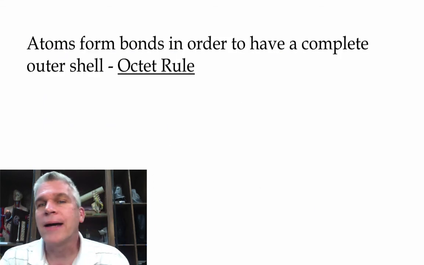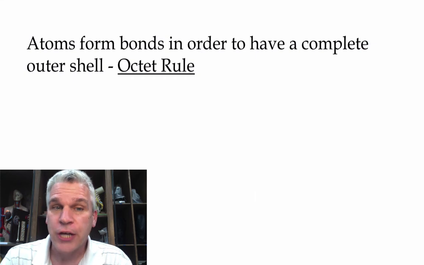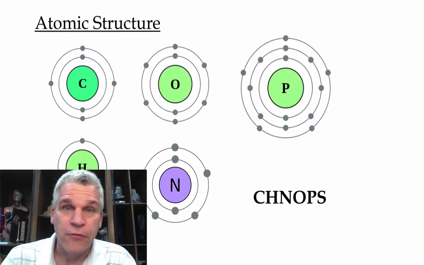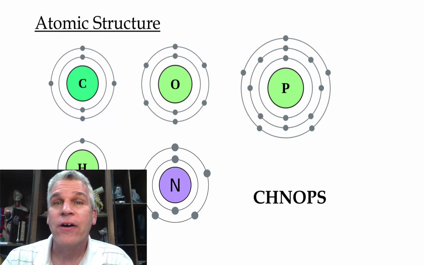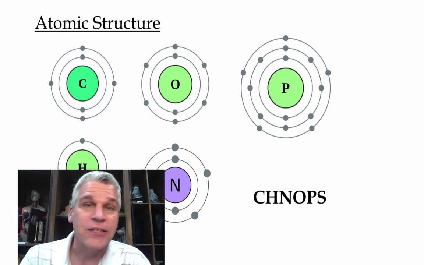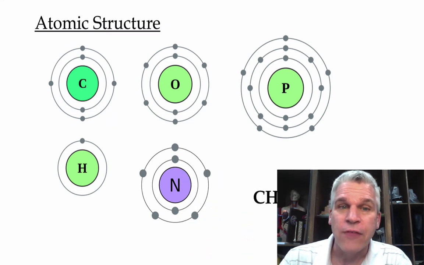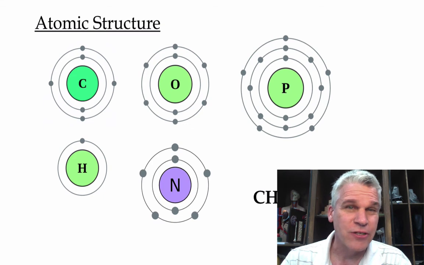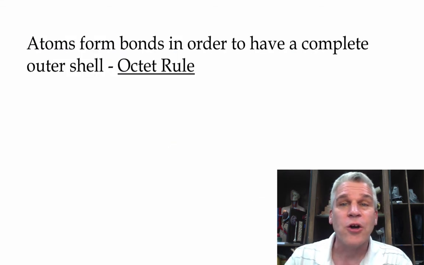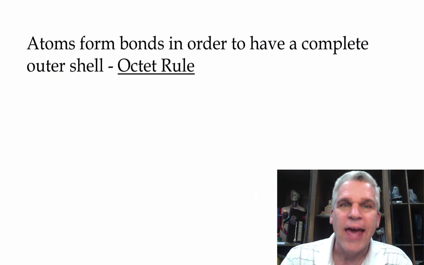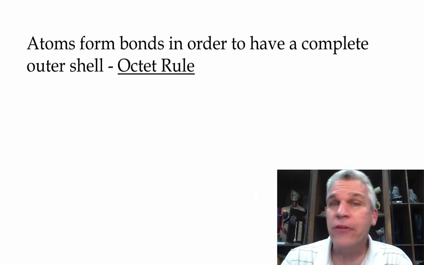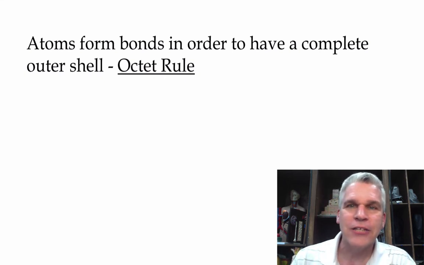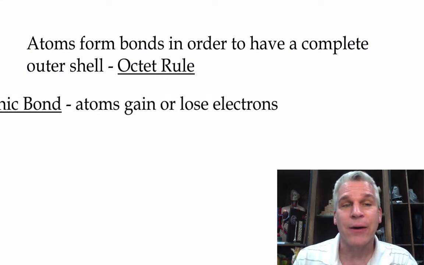Atoms will form bonds in order to have a complete outer shell. Now you may recall, again from your freshman science days, atoms need to have what's called a complete outer shell. That means that their last shell has 8 electrons on it. And if we look at all of these elements, none of them have 8 electrons on its outer shell, so none of them are full. This is what is known as the octet rule. And atoms will form bonds with other atoms in order to either gain, lose, or share electrons in order for it to get a complete outer shell.